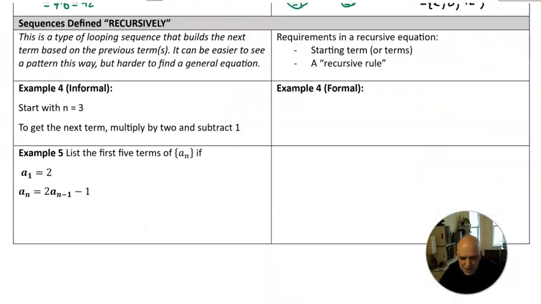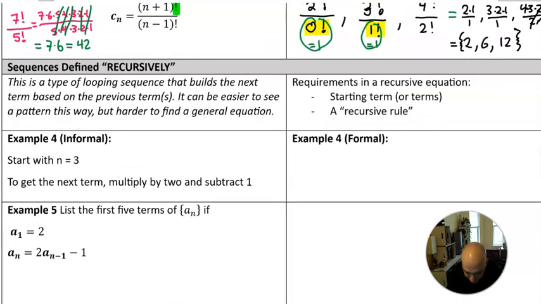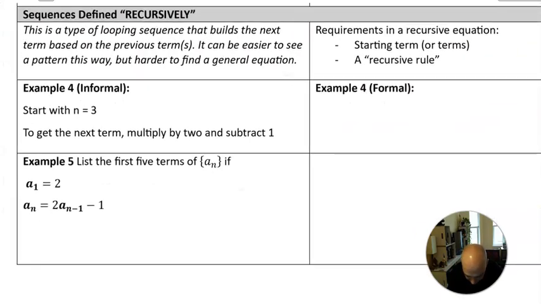So there's also another type of sequence definition, and it's called a recursive sequence. These are easy to mix up with the types of sequence we've been doing, but they really behave completely differently. A recursive sequence is a type of looping sequence that builds the next term based on the previous term. Sometimes when you're writing the expression for a sequence, you might start with a recursive sequence because it can be easier to see the pattern, and then work towards finding a more general equation like we were looking at up here.